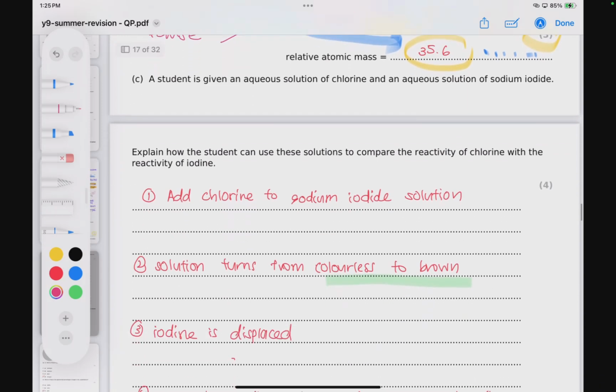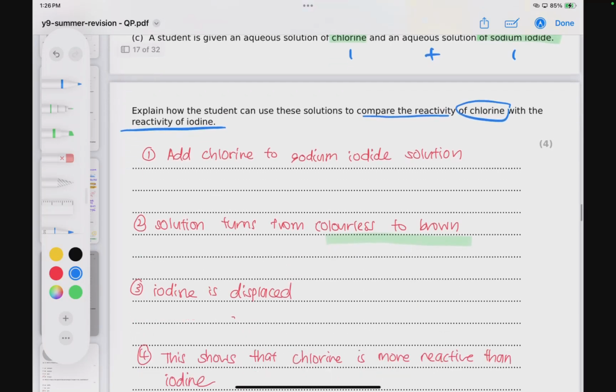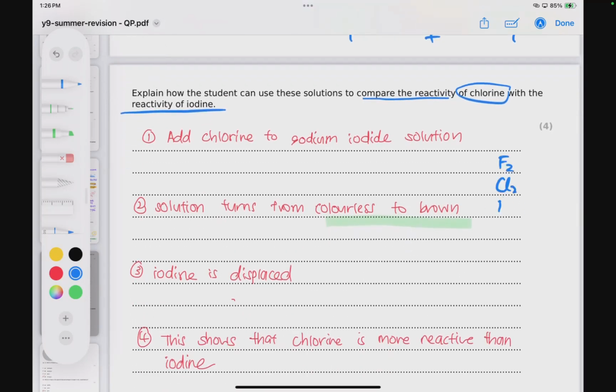All right, next one. Last question here is a 4-mark question, so I will call this a longer mark question. What we have here is the students given chlorine and also sodium iodide. This is a very easy question in my opinion, because you only have one pair of substance to compare with, and you want to compare the reactivity of chlorine with iodine. Now one thing to take note is I'm going to write diatomic formula. Okay, so just to remind you from the previous question, the group 7 exists as diatomic molecules.